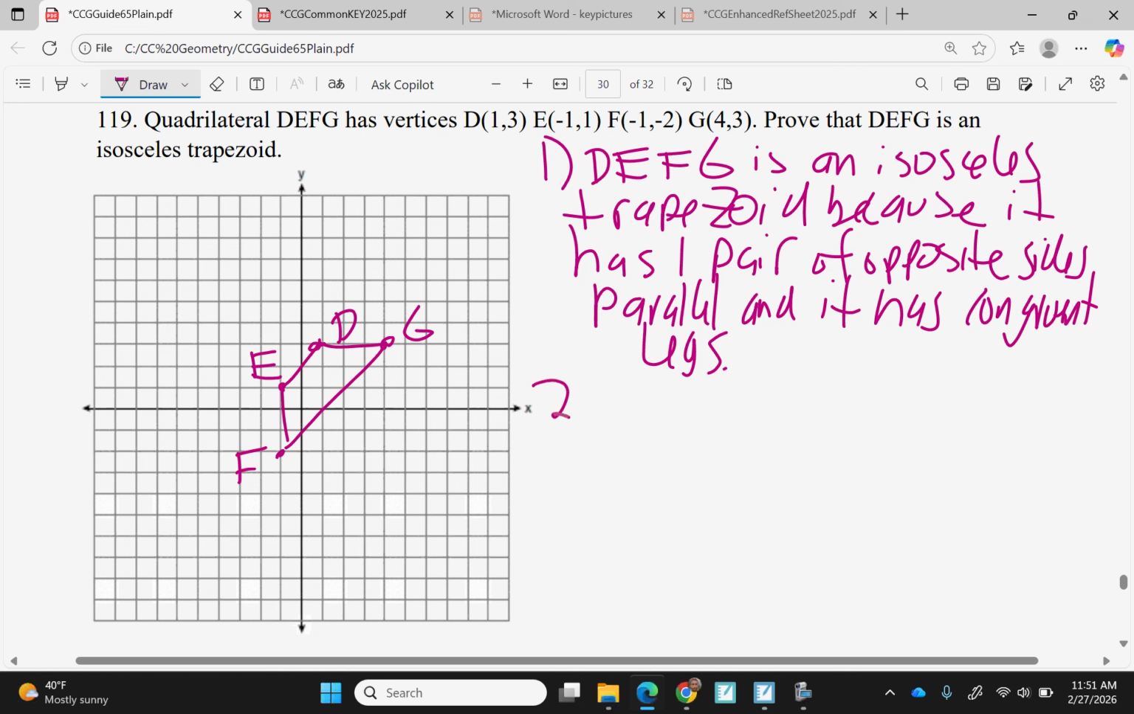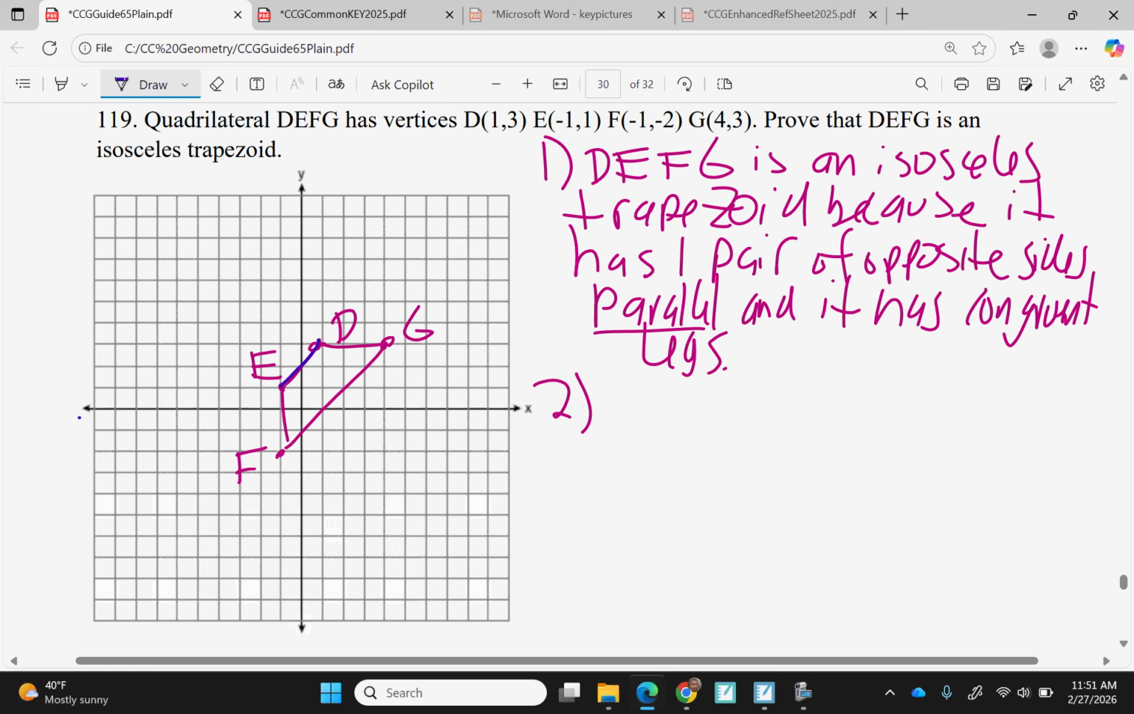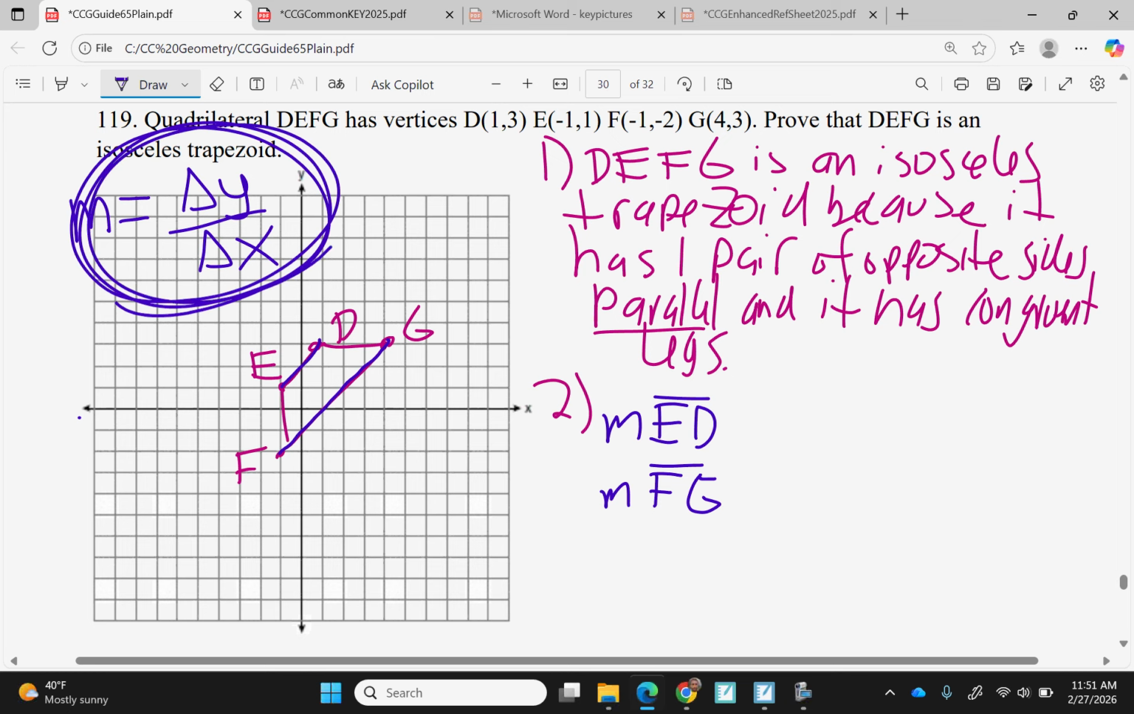So now, in order to show that it has opposite sides parallel, well, parallel has the same slope. It's pretty clear to me what the parallel sides are, ED and FG. So I'm going to find the slope of ED and the slope of FG. Distance equals radical delta x squared plus delta y squared. Slope equals delta y over delta x.